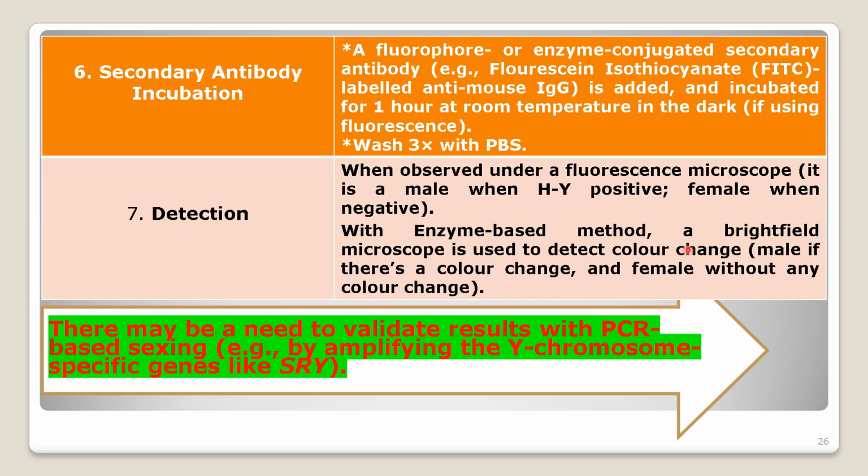With the enzyme-based method, a bright field microscope is used to detect color change. So it is male if there's a color change, and it is female when there's no color change. To validate, there may be a need to use PCR-based sexing. This will help in making it more accurate, as the case may be, and it is done by amplifying Y chromosome-specific genes like the SRY gene.